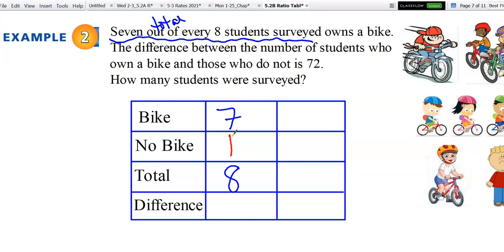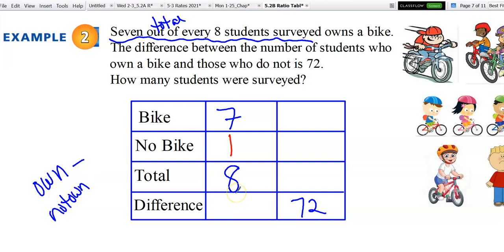And then I keep reading, and it says the difference between the number of students who own a bike and those who do not is 72. So this is the 72, my grand total in the second column. And when I do the difference, here's the tricky part. The difference is between own, right? So it's own minus not own. So it's not 8 minus 1 equals 7.